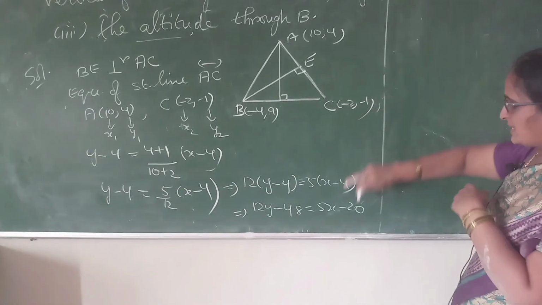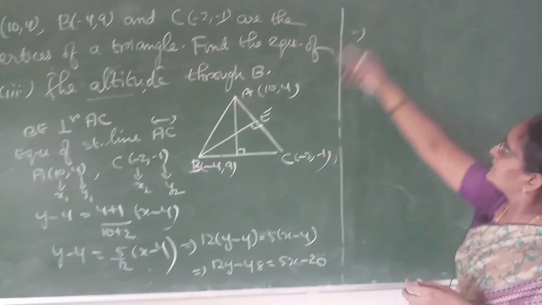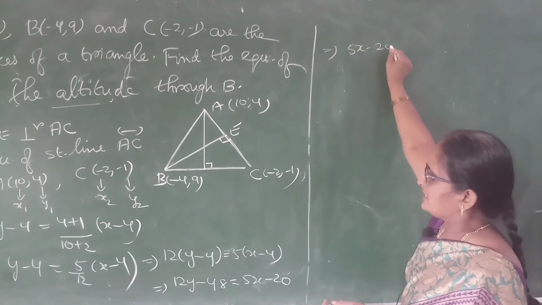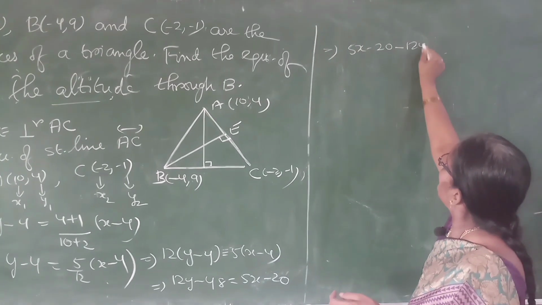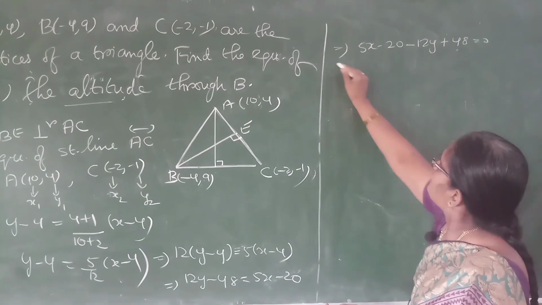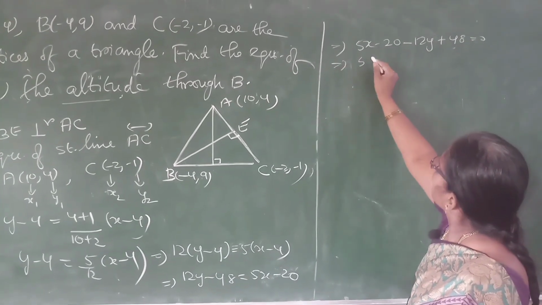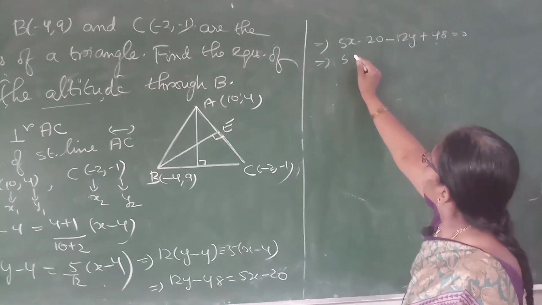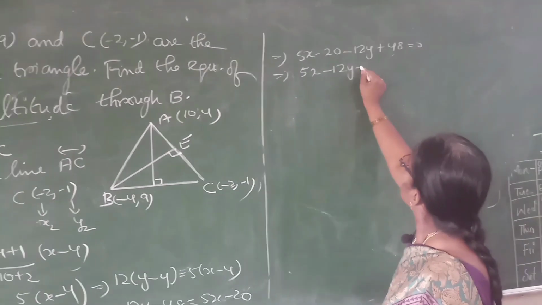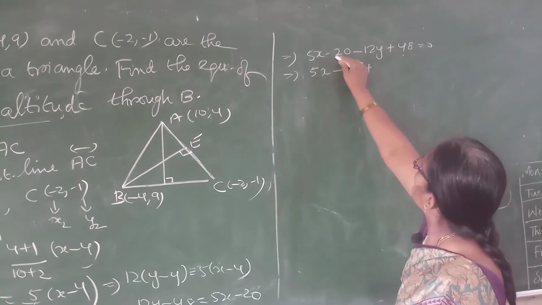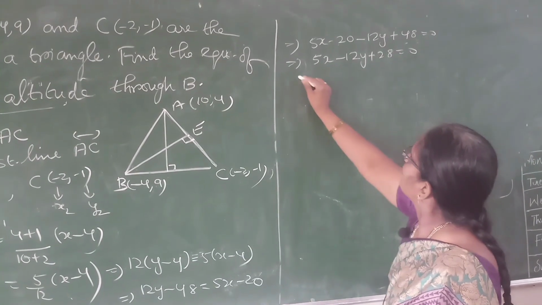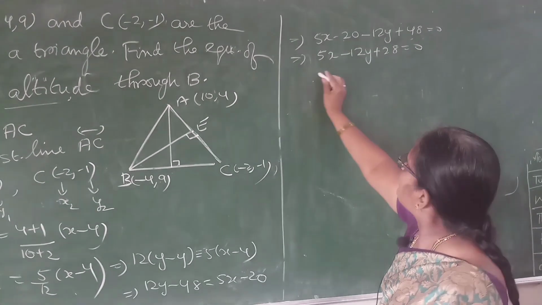Implies, because 5x is positive, you bring this to this side. That is 5x minus 20 minus 12y plus 48 equal to 0. That is 5x minus 12y plus 48 minus 20 is how much? 28, equal to 0. But we have to write in the slope intercept form.